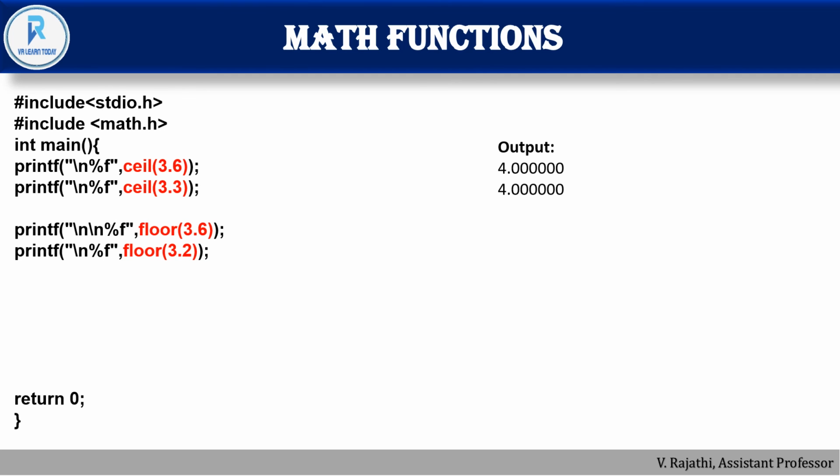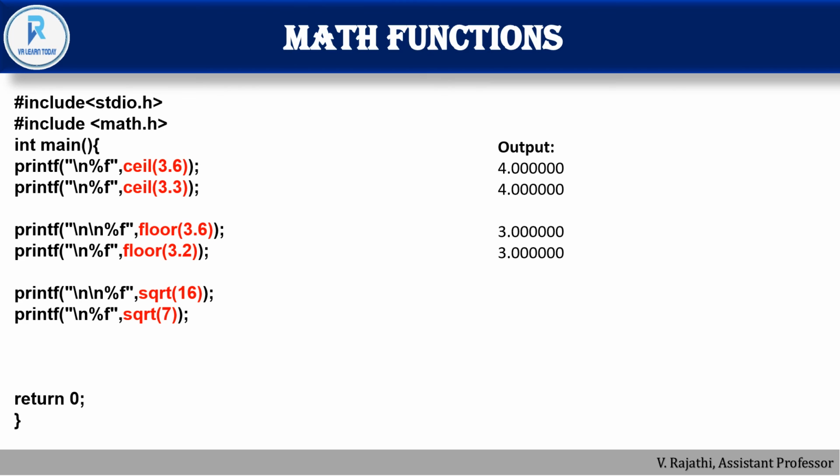Next is floor. For floor I am giving 3.6 and 3.2. Let's see the result. The result will be 3. So it just cuts down the point. After the point it just cuts short. So only the front value will be printed when we are using floor. And the next is sqrt, which is just square root. We have to find the square root of 16 and then the square root of 7. The result will be 4 and then 2.